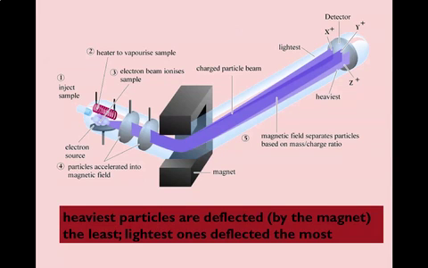The heaviest particles are deflected by the magnet. This is kind of what's happening on the inside of the spectrometer. The heaviest particles are deflected by the magnet the least, and the lightest ones are deflected the most. So it's able to sort them. C12 will go over here where the lightest ones are, and then C14 will go over here where the heaviest ones are, and then C13 would be in the middle.